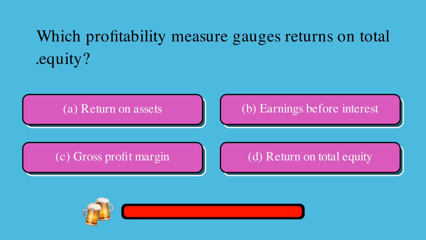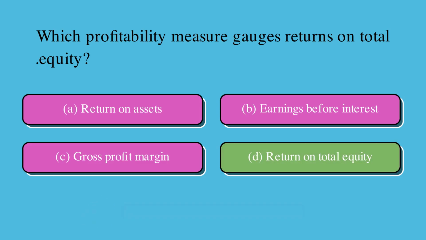Which profitability measure gauges returns on total equity? Is it A, return on assets, B, earnings before interest, C, gross profit margin, or D, return on total equity? The correct answer is D, return on total equity.